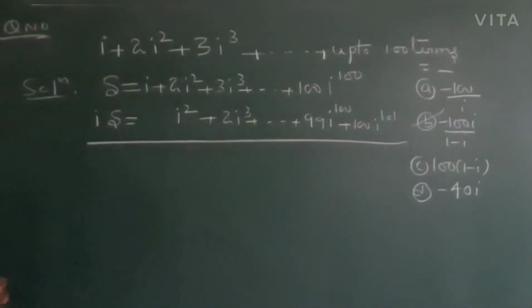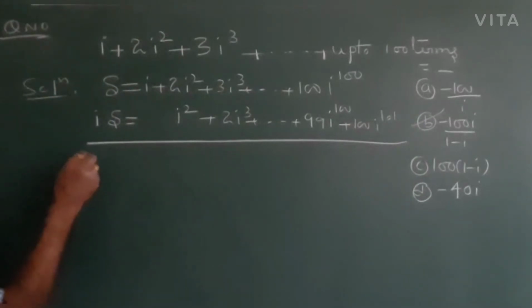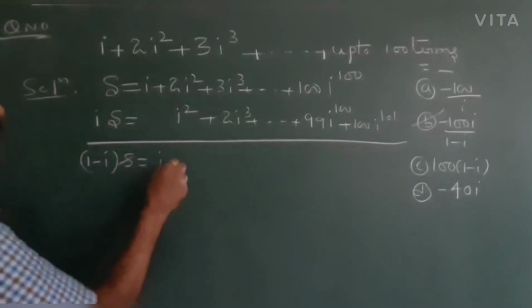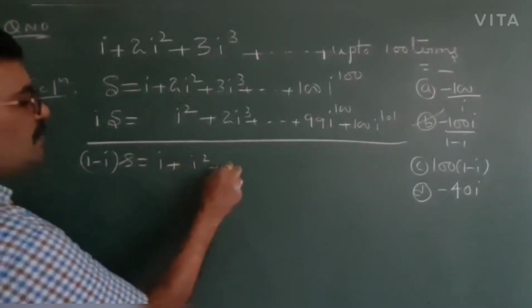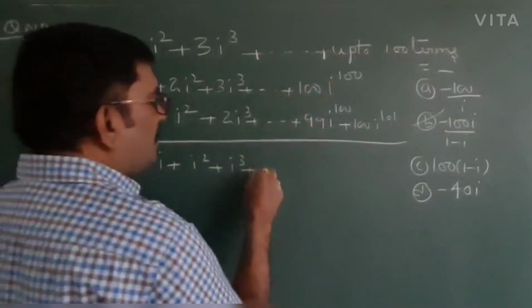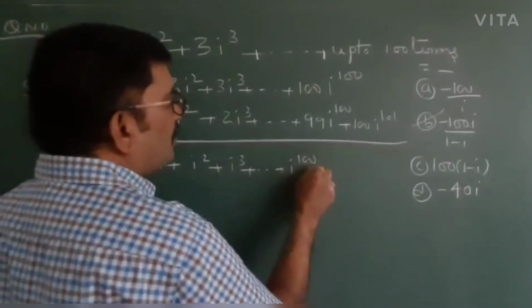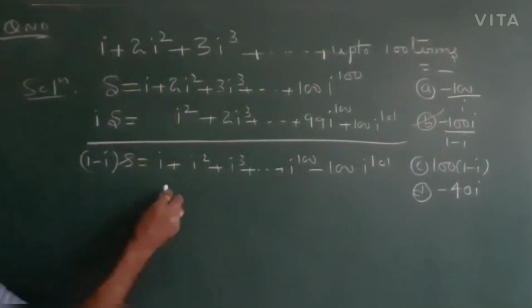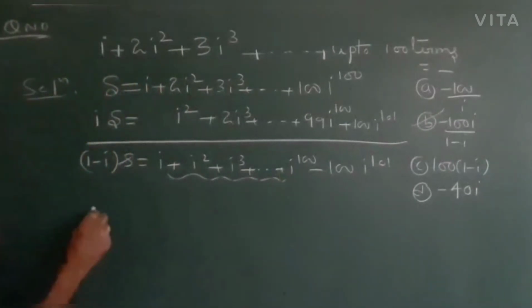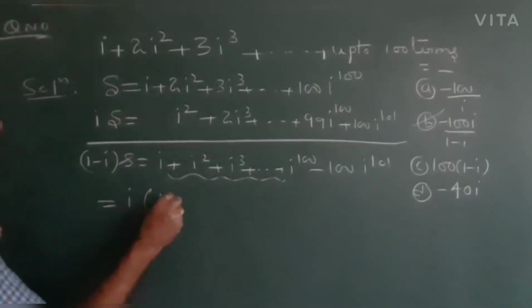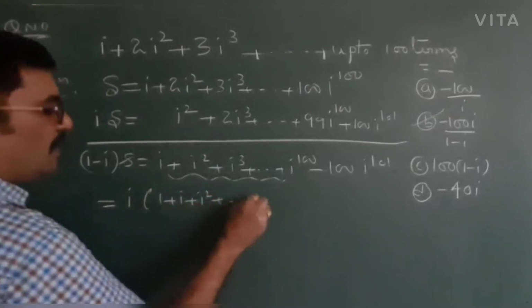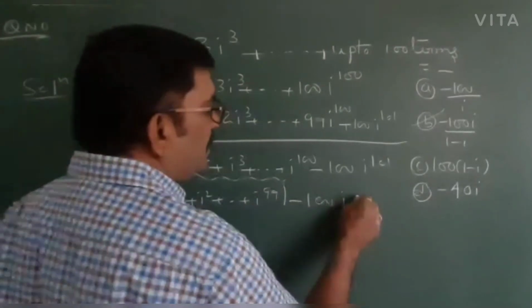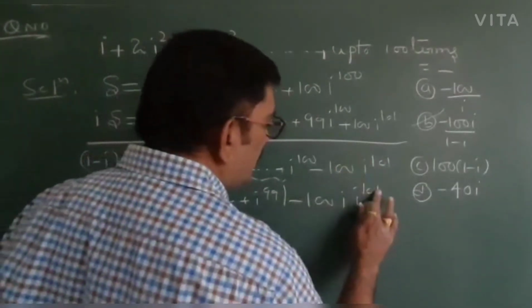Method of difference, find its difference. If I subtract, this becomes (1 minus i) into S. This is nothing but i, this becomes i square, this becomes i cube, and finally i power 100 minus 100 into i power 101. Yes, these terms are in GP. If I take i outside, it becomes i into (1 plus i square and so on up to i power 99) minus 100 into i power 101, okay?